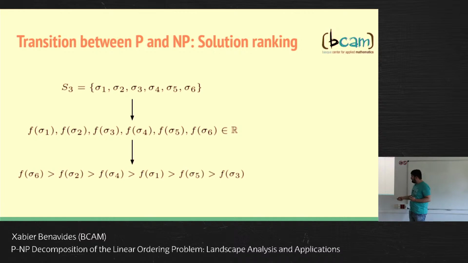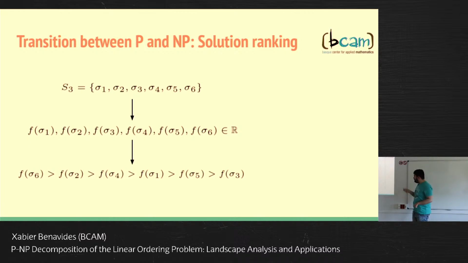So in this case, the global optimum of the problem would be sigma 6, that is the solution with the highest objective function value, followed by sigma 2, sigma 4, sigma 1, sigma 5, and finally sigma 3, which is the solution with the lowest objective function value.